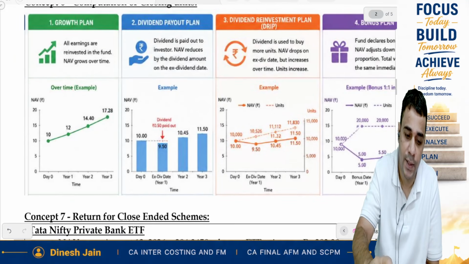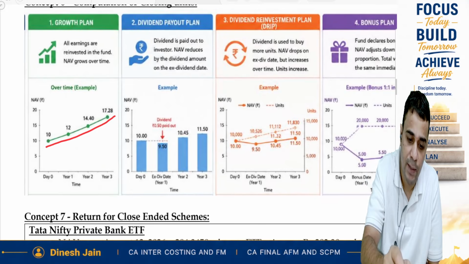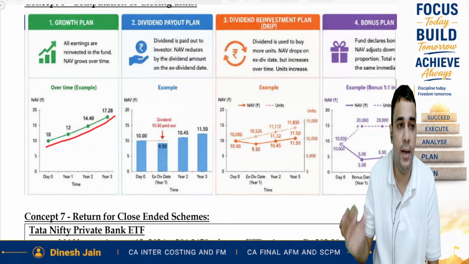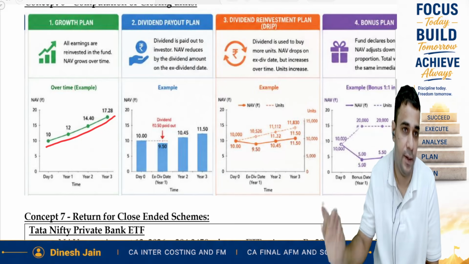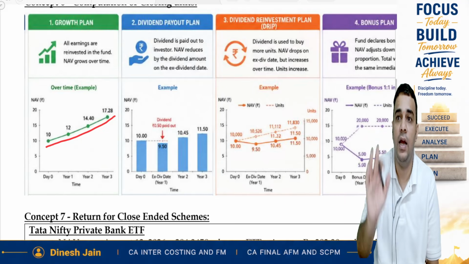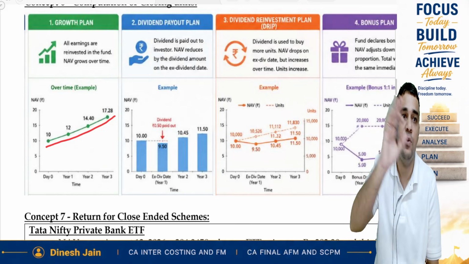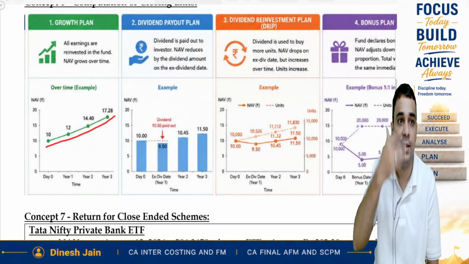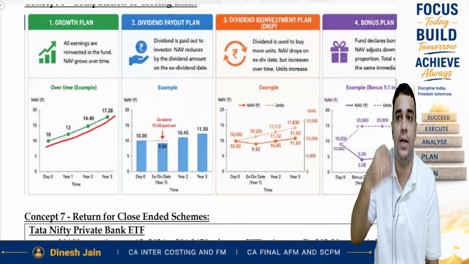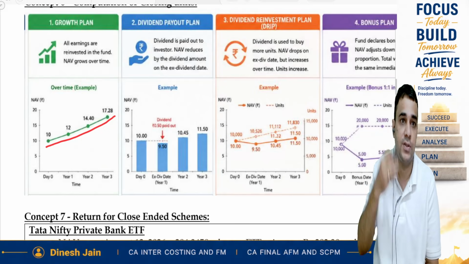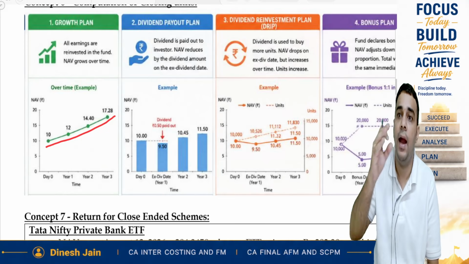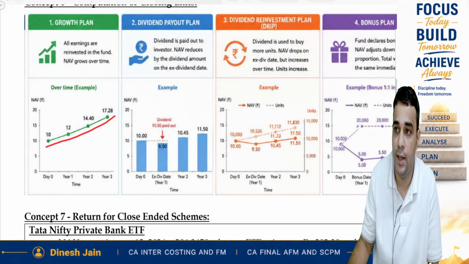Growth plan means NAV will keep going up. It can go down also in case markets are bad. But in a growth plan, I don't pay any dividend or capital gain distribution. Whatever you earn is reinvested in the mutual fund itself, in shares, bonds, or debentures of other companies, and your NAV keeps going up.